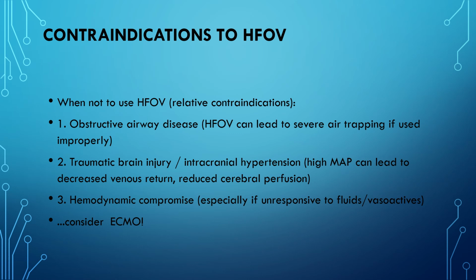So, some contraindications to the use of the oscillator. If there's an obstructive airway disease, using the oscillator can lead to severe air trapping. Traumatic brain injury or intracranial hypertension, the high mean airway pressure can lead to decreased venous return due to the increase in the intrathoracic pressure. And if there's any hemodynamic compromise, especially if the patient is unresponsive to fluids and/or pressors.